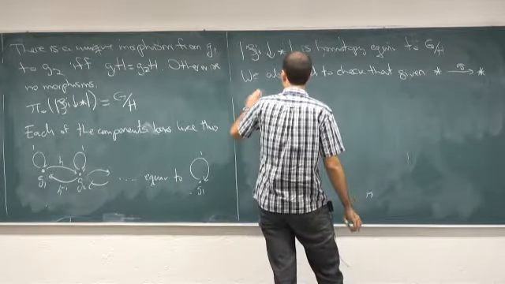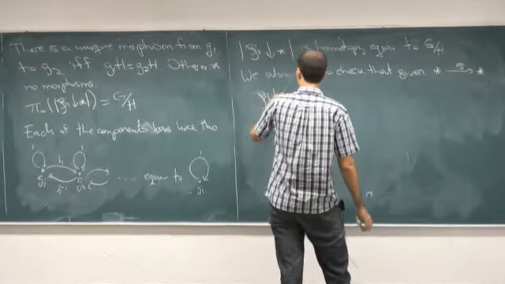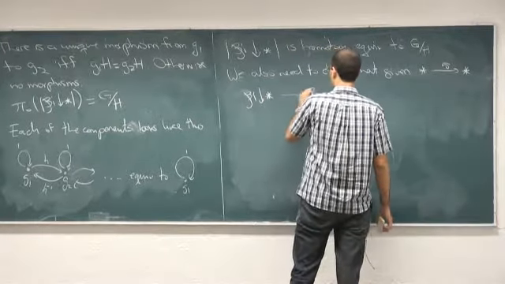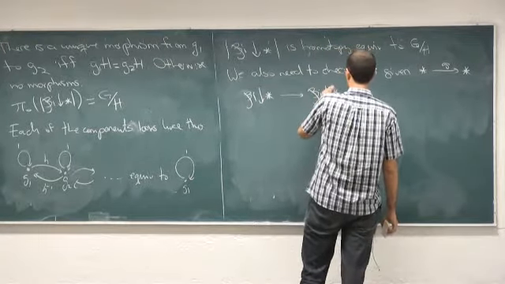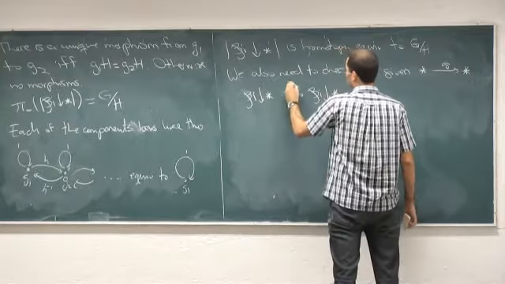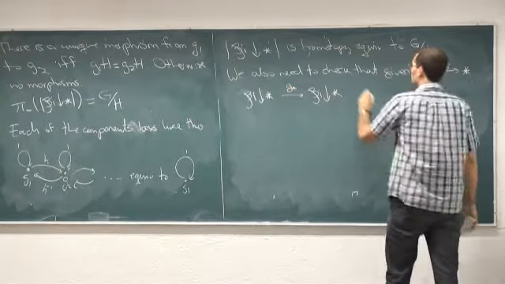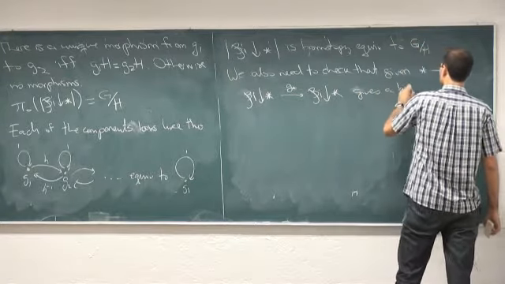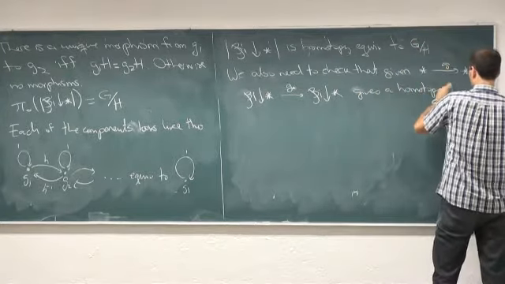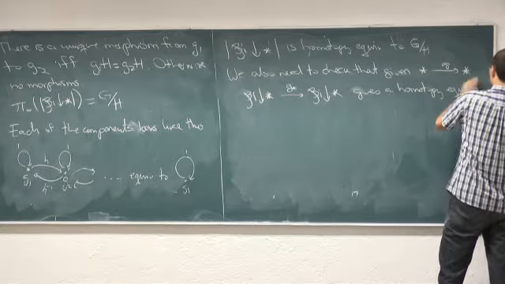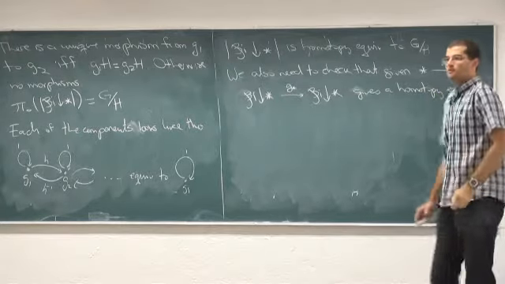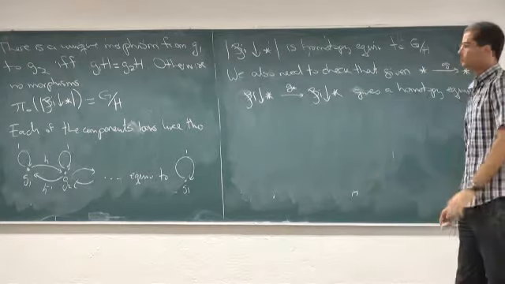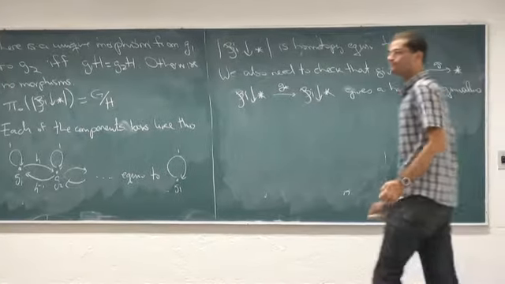So we need to check that the one induced by G, we call it G star, gives a homotopy equivalence. But that's also quite easy to check. So I'll leave that up to you.